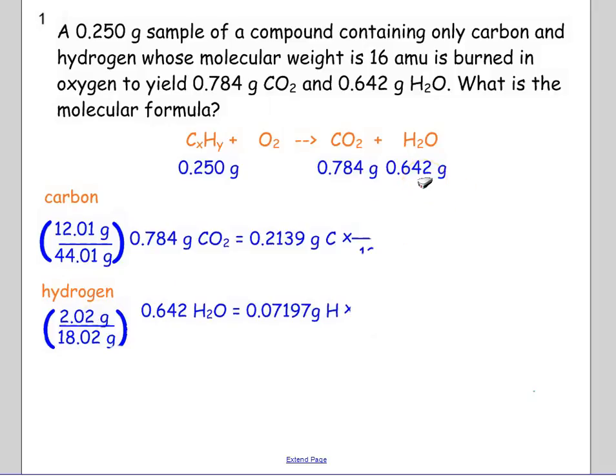There's only 3 sig figs in this problem, so I shortcut it a little bit and only used 3 sig figs in my hydrogen. There's 2.02 grams of hydrogen for every 18.02 grams of water. Multiply that by my mass of water to figure out my mass of hydrogen in the water. If that's my mass of hydrogen in the water, 0.07197 grams, then that's the mass of hydrogen in my original compound. Now it's just like doing any other empirical formula problem. First thing I have to do is convert it to moles.